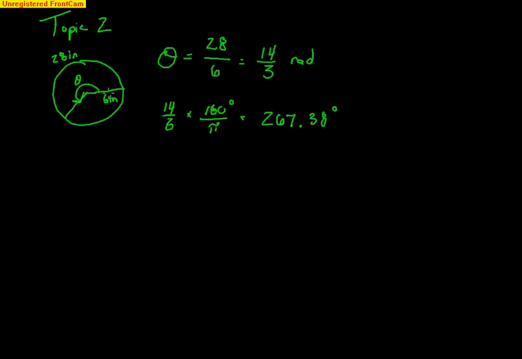And that does look like it would make sense. That angle does look approximately 267 degrees. So that's all fine and dandy. Well, the next thing we want to be able to do is find what we call sector area.